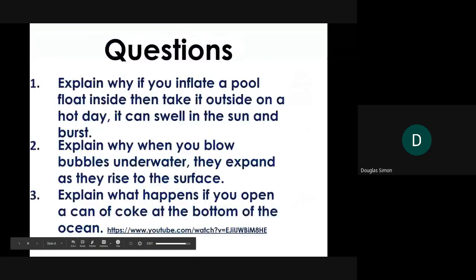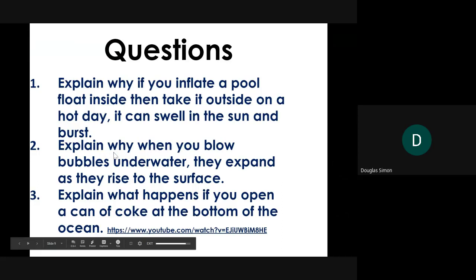All right, 3 questions for you to think through. Pause the video now and think through these questions. Hopefully, they should be fairly easy to answer based on today's lesson. Obviously, question 1, the temperature is increasing. As the temperature increases, the gas molecules increase the pressure because they are moving faster on average. They're hitting the sides of the container with more force, which is the definition of pressure.